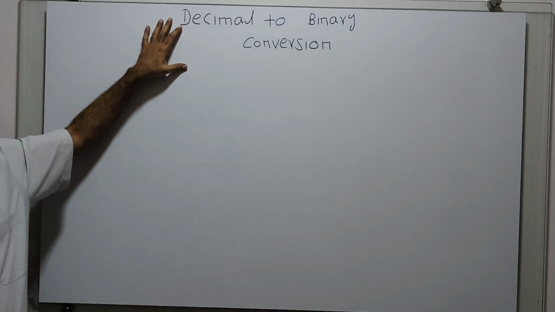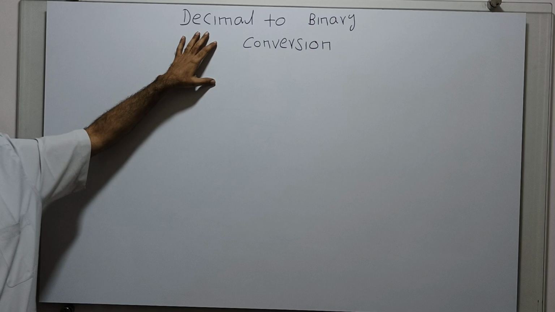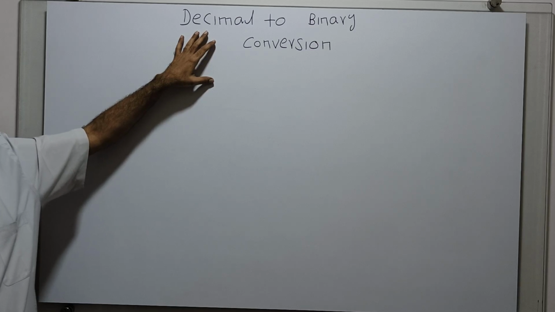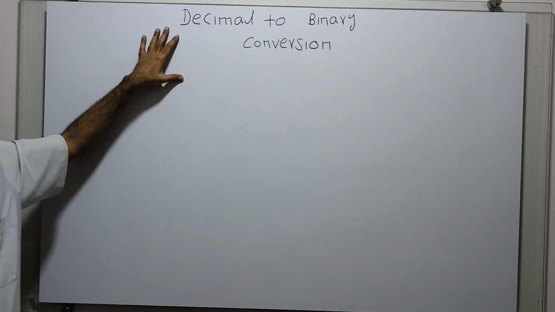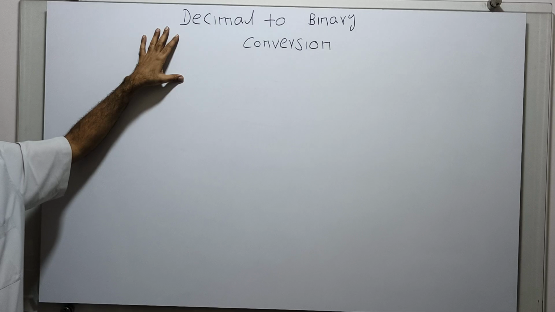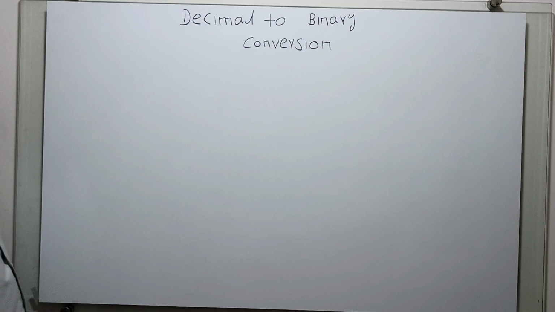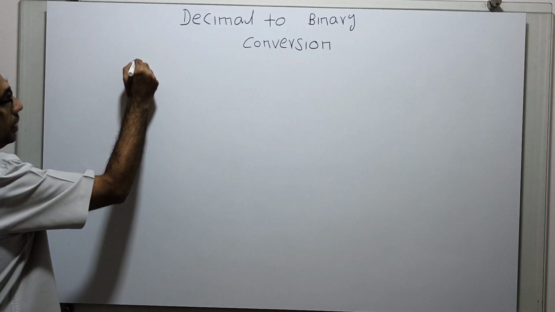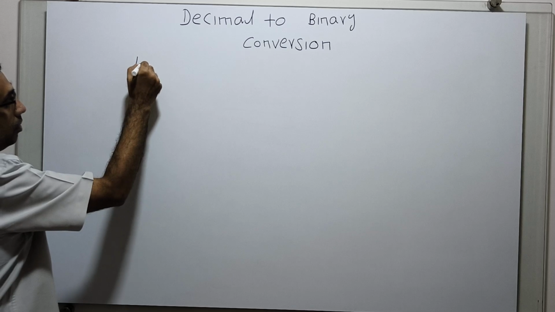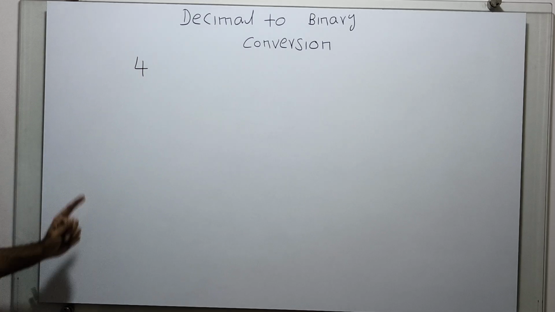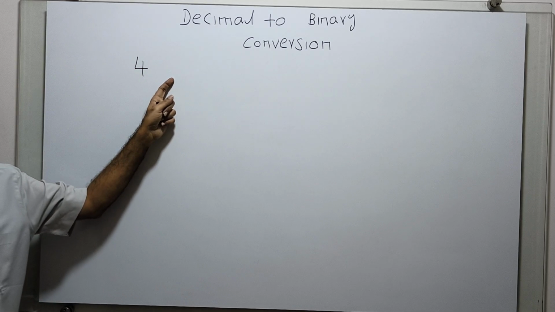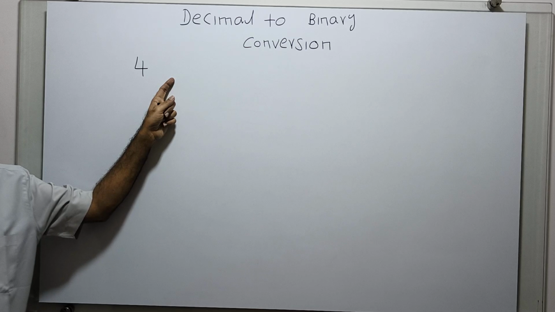We are going to discuss decimal to binary conversion. If a decimal number is given, how to convert it into a binary number? For example, I am taking a decimal number 4. How to convert it into an equivalent binary number?